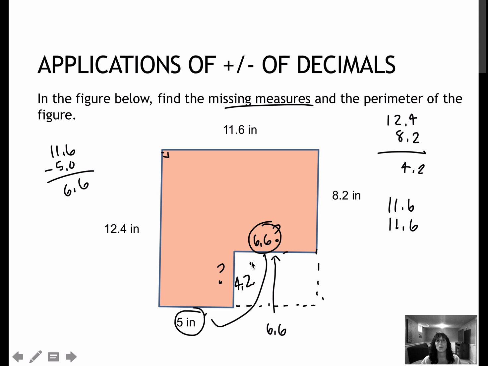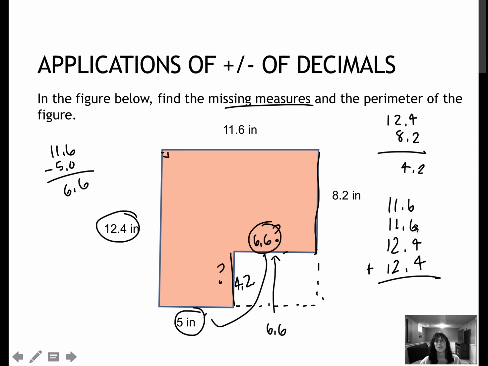And if we know how to multiply decimals, I would already just be multiplying, but that's okay. This side's 12.4, and this side plus this side is 12.4. So I'm going to add 12.4 again twice because there's two sides. Would I get the same answer if I took the 6.6 and the 5 and the 4.2 and the 8.2 instead? Of course, but I'm lazy, so I'm going to do it this way.